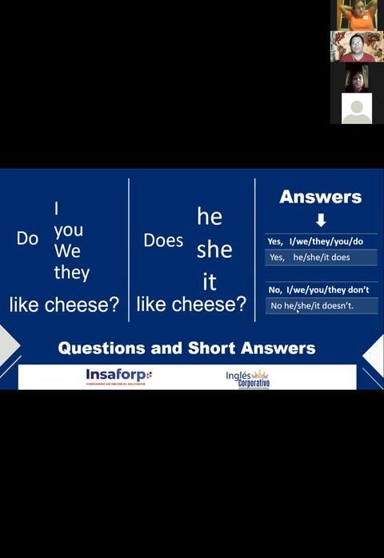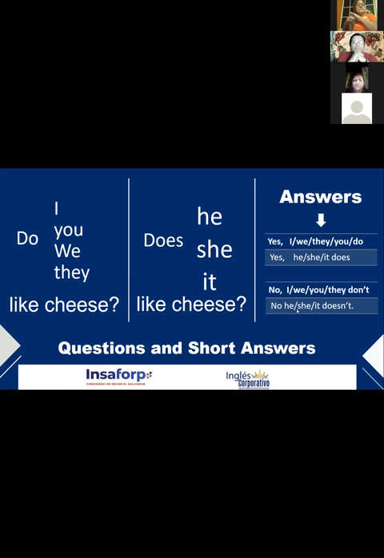If I ask you, do you like cheese? Yes, I do. That will be the short answer, but what about the long answer? The long answer is yes, I do. No. Yes, I like the cheese. I like cheese.